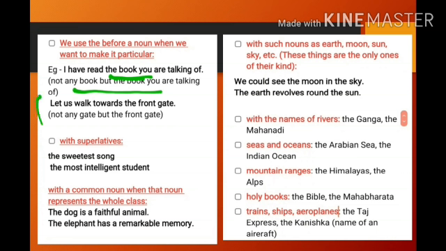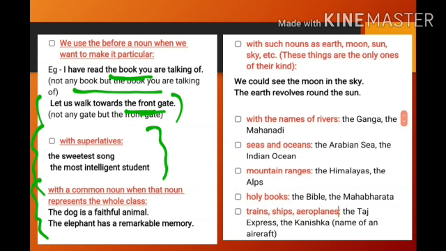Understood. Let us walk towards the front gate. कौन सा गेट? फ्रंट गेट है ना. ये स्पेसिफिक है, कोई भी गेट नहीं. कौन सा गेट में हम लोग को जाना है? फ्रंट गेट में. Understood. Now with superlative degrees also we always use the article the, like the sweetest song, the most intelligent student, like this, the wisest king.